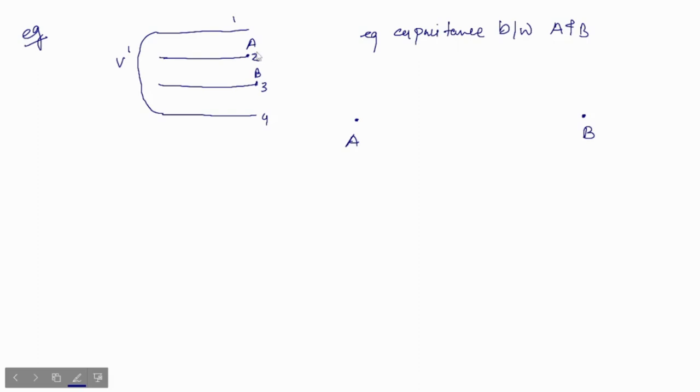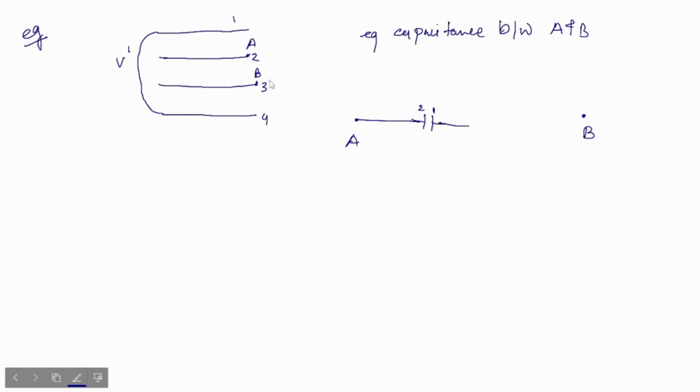Now you see that plate number 2 and plate number 1 form a capacitor. Just connect it. Plate number 2 and plate number 3 also form a capacitor, and plate number 3 and plate number 4 also form a capacitor. Now, plate number 4 and plate number 1 have the same potential.